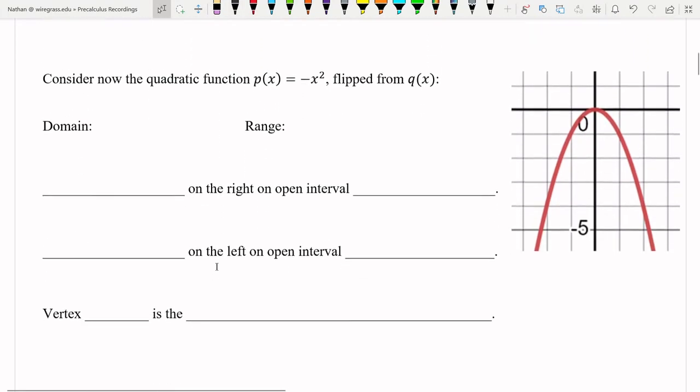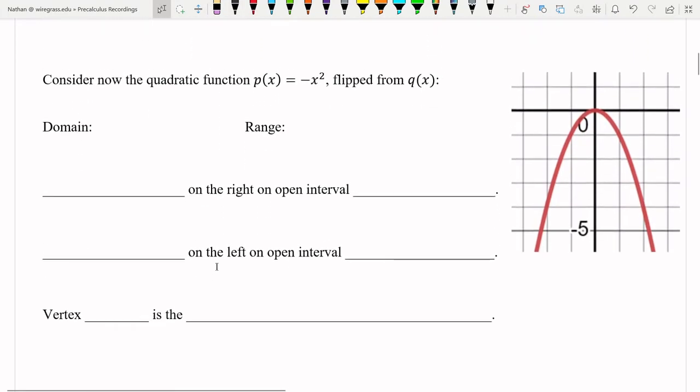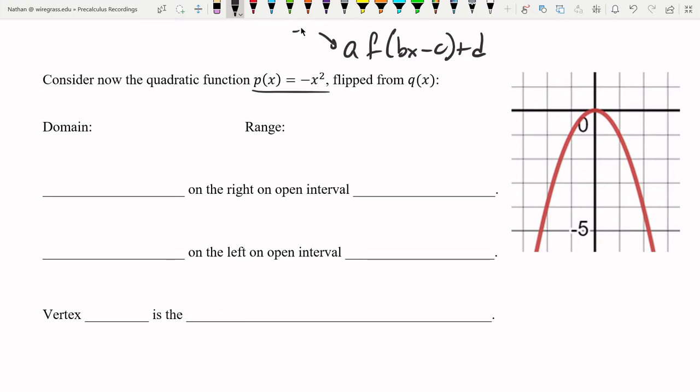Okay, now let's consider the flipped version of this. I've called it p of x equals negative x squared. So we know that if we have a f(bx - c) + d, all that's changed here is that a is now negative 1, which means it's flipped vertically. And of course, the graph shows that here. The domain is still everything, because there's no issue squaring a number and then taking the negative of it.